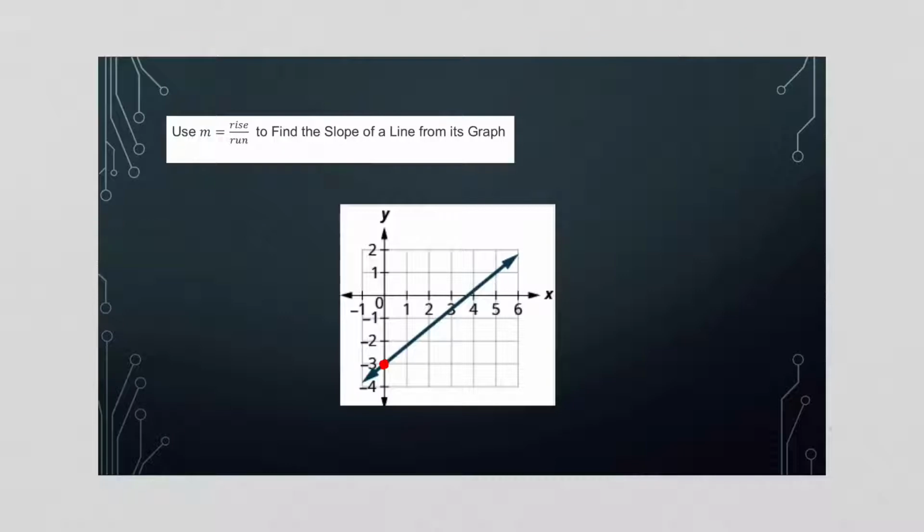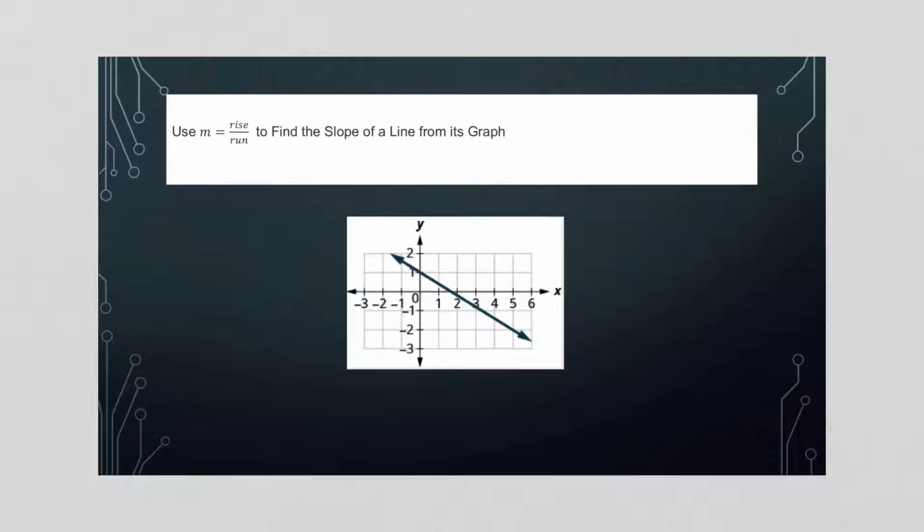And it doesn't look like there are any other whole number coordinates until right there. So now I'm going to count from my bottom one up 1, 2, 3, 4, up 4, and then to the right 1, 2, 3, 4, 5, to the right 5. So this line has a slope of 4/5.